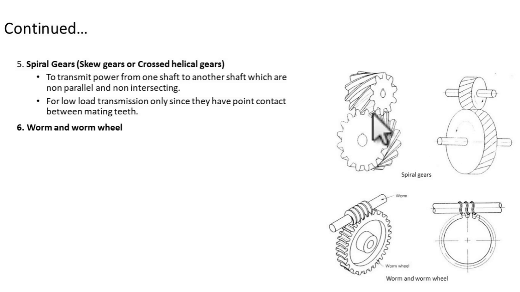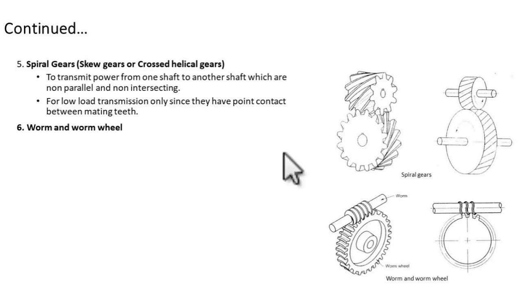Here also the spiral conditions are there, so the power transmission would be very smooth. But the major drawback is that we can transmit only a small amount of power here because there is point contact between these kinds of gears.